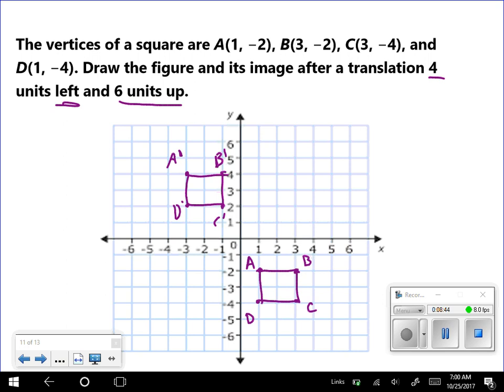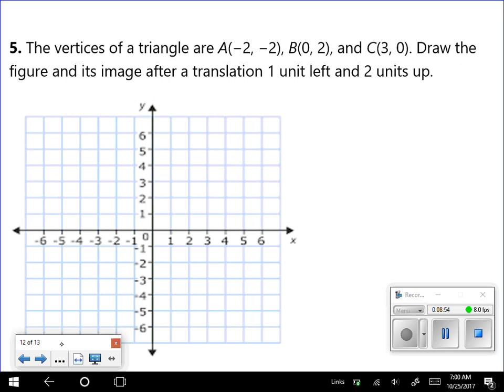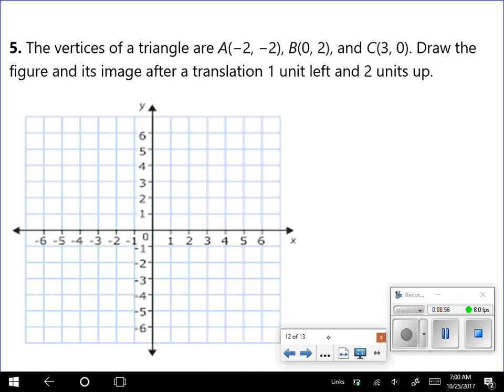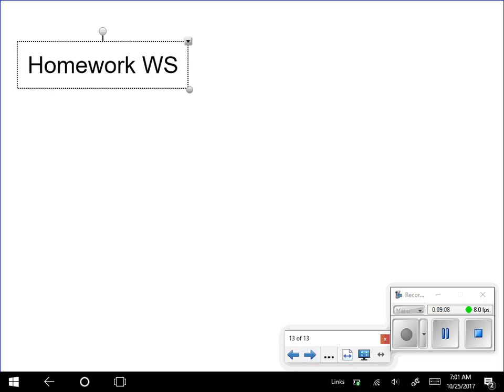Okay. Perfect. Hopefully you have this in your notes. We'll check all of that. I'm going to have you try this one on your own. So draw the original figure, draw ABC, it's a triangle, and then translate it 1 unit left and 2 units up. Once you're done with that, you can get your notes checked and we'll have a worksheet for you over translations. Have a wonderful day.